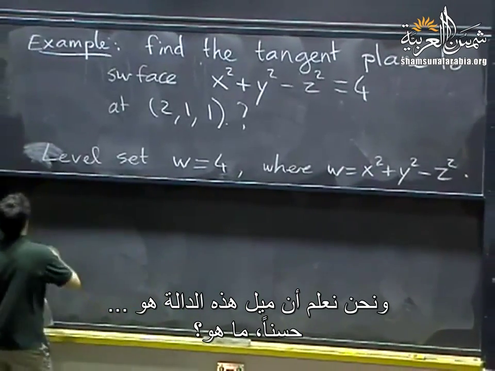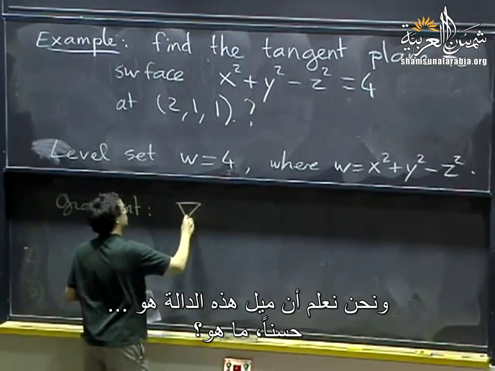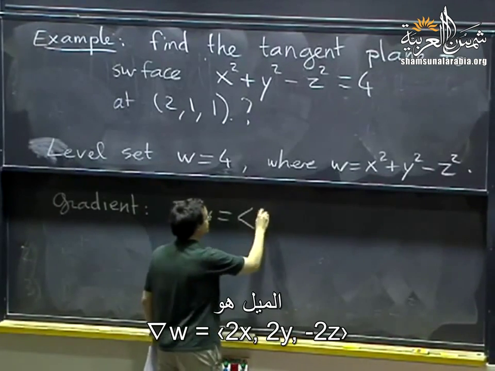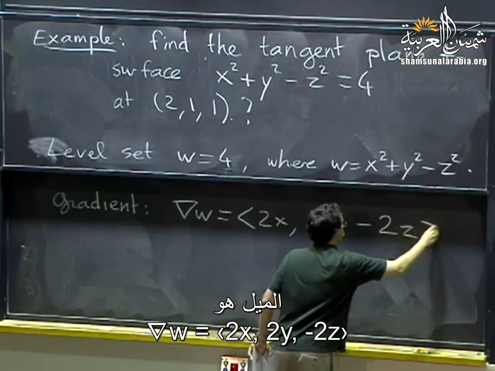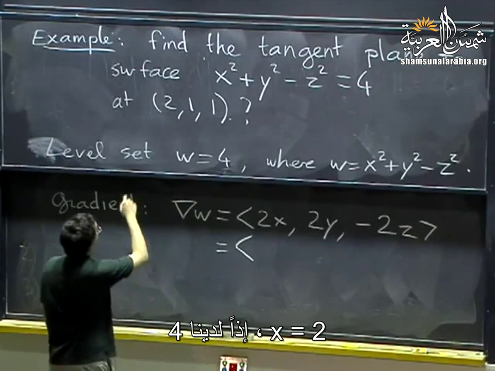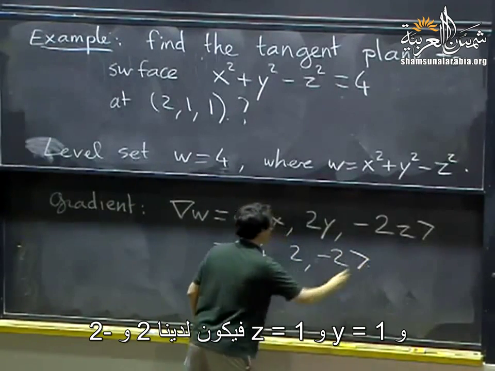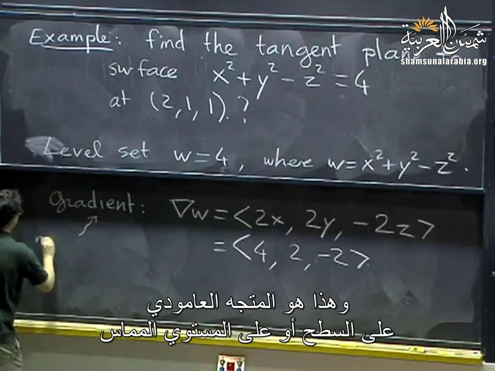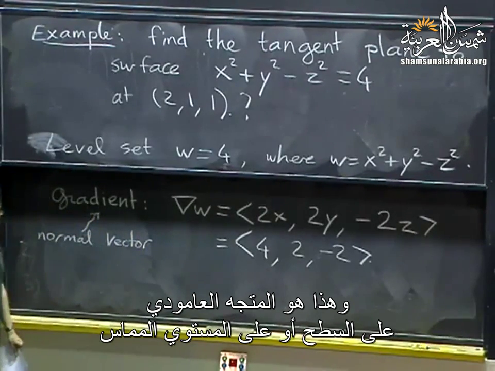And so we know that the gradient of this, well, what is it? 2x, then 2y, and then negative 2z. So at this given point, we're at x equals 2, so that's 4. And then y and z are 1, so 2, negative 2. And that's going to be the normal vector to the surface or to the tangent plane.